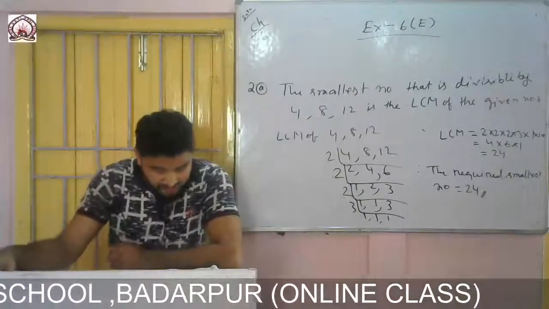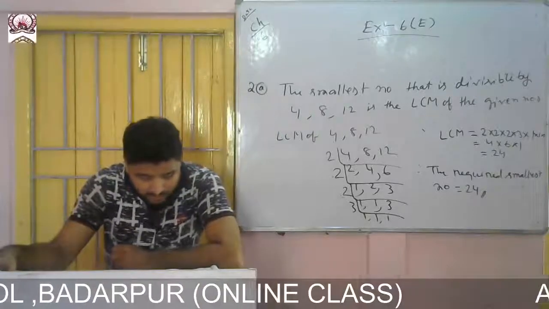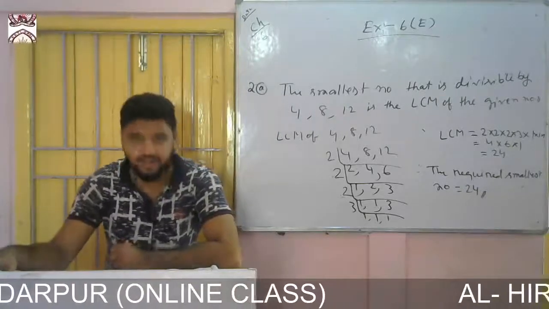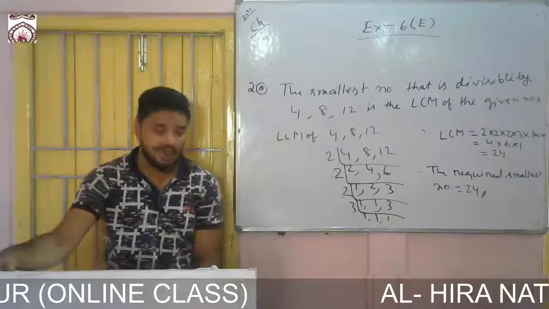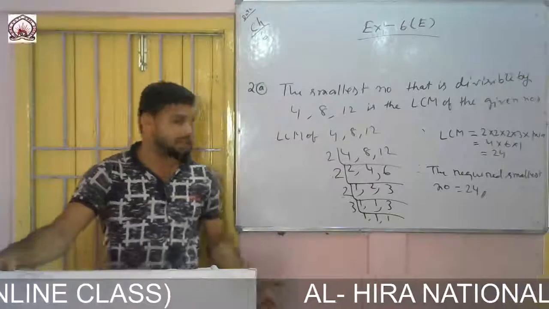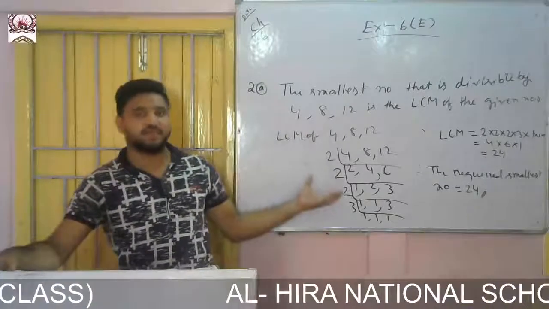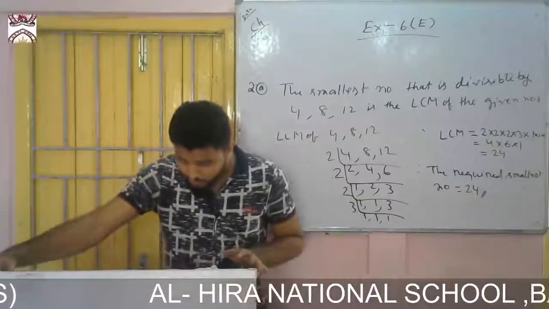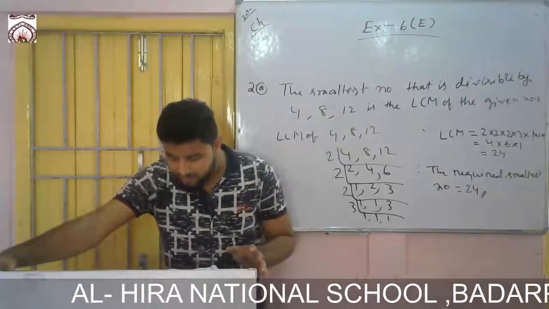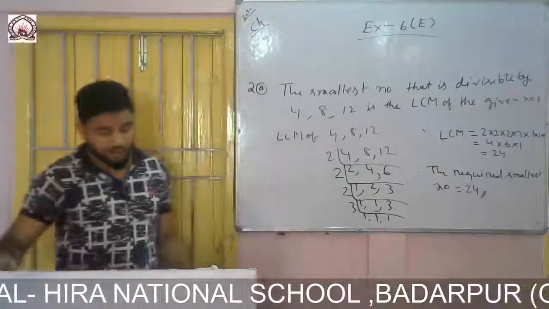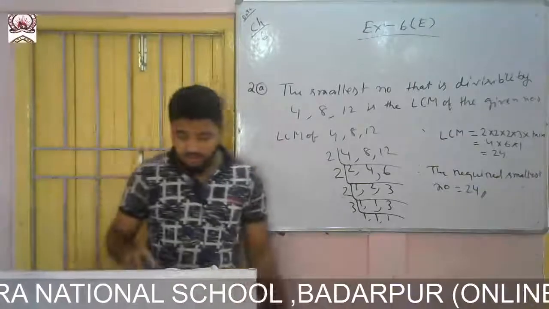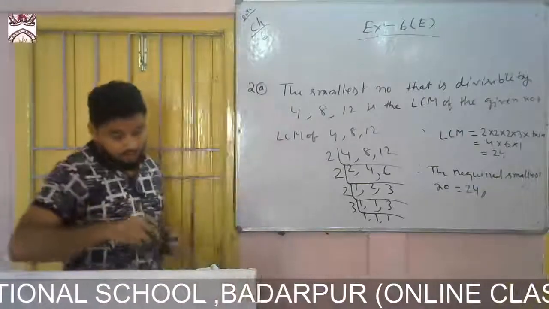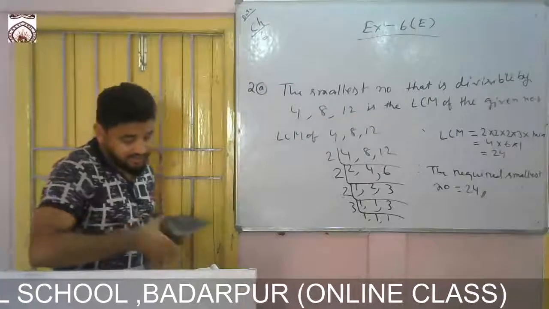Question number 2B. Find the smallest number which when divided by 14, 28 and 56 leaves no remainder. It is also the same. So 1 I have done, so 2B is also the same. You just take the LCM of these numbers, 14, 28, 56. That will be the answer. Okay, let me do this one.